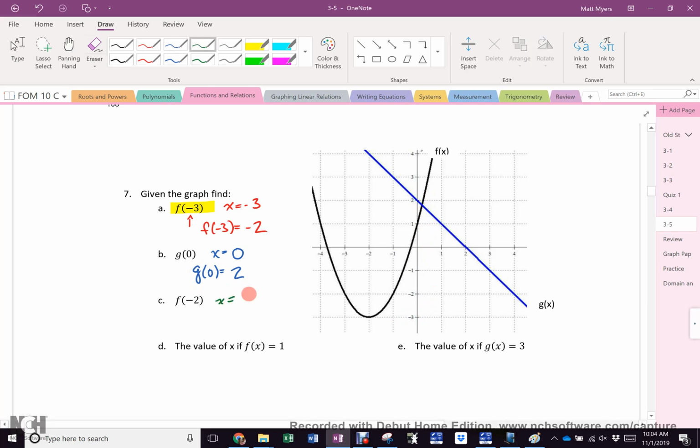X equals what? So where do I go? To negative 2 and down to. So when the f of negative 2 equals negative 3.